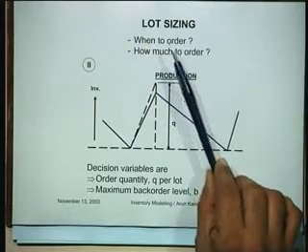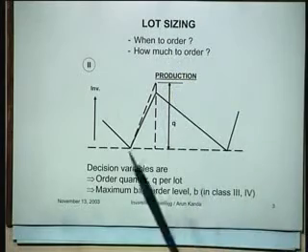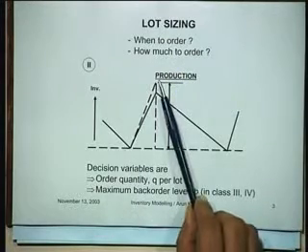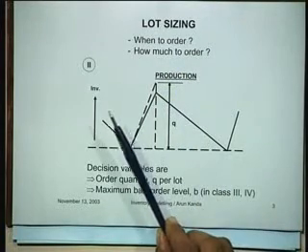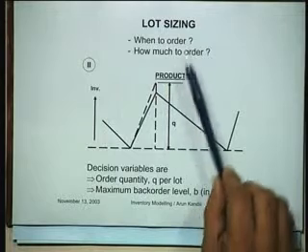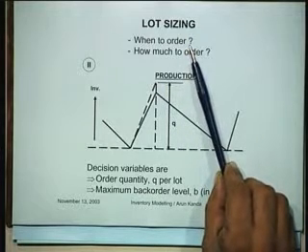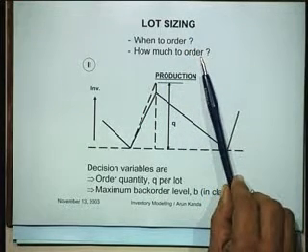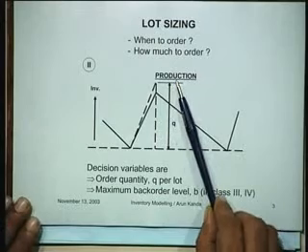We can now compare the situation just considered, which was a purchase situation, to what would happen if it was a manufacturing situation. That means we are now considering a production situation. In a production situation, again our decisions are when to order and how much to order. But what do you notice here?